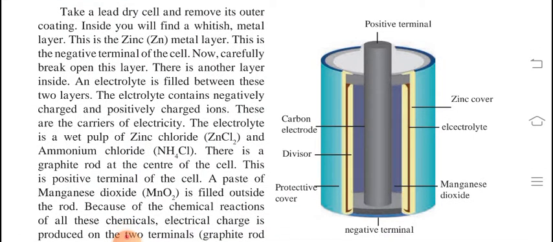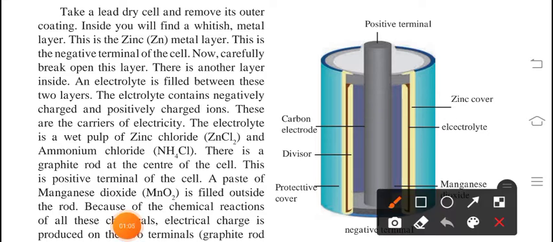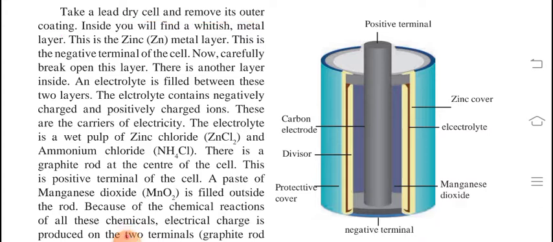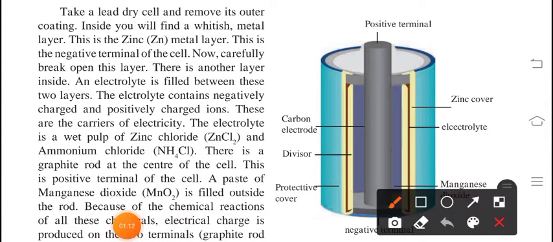Take a used dry cell and remove its outer coating. Inside you will find a whitish metal layer. This is the zinc metal layer. This is the negative terminal of the cell. Now carefully break open this layer. There is another layer inside, and electrolyte is filled between these two layers. The electrolyte contains negatively charged and positively charged ions.